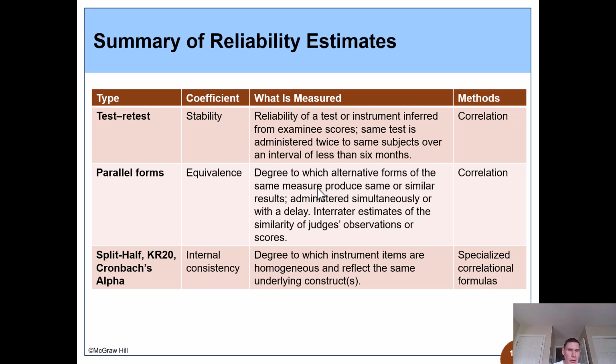For parallel forms, the coefficient here would be equivalence, and it speaks to the degree to which alternative forms of the same measure produce the same or similar results, administered simultaneously or with a delay. Inter-rater estimates the similarity of judges' observations or scores, and again, that would be a correlational method. And then we get into probably some terms you haven't heard, like split half reliability, KR20 reliability, Cronbach's alpha. Cronbach's alpha is basically a reliability metric, if you will. And this speaks to the coefficient of internal consistency. What we're measuring here is the degree to which the instrument items are homogeneous, basically the same, and reflect the same underlying constructs.